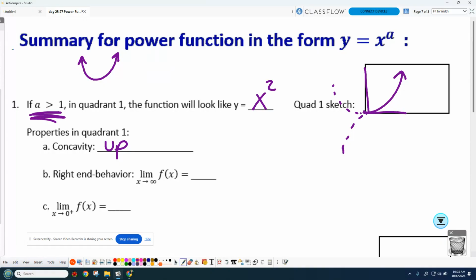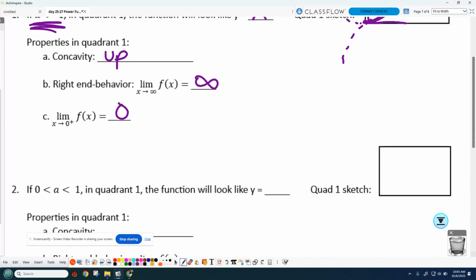Samara, what is the right end behavior of this function? Goes to positive infinity, perfect. Jasper, this one, as we approach 0 from the right, where is this function going? It stops right here at 0. Lydia, does that make sense? Okay. Can you guys try the second one with your group, see what you come up with?